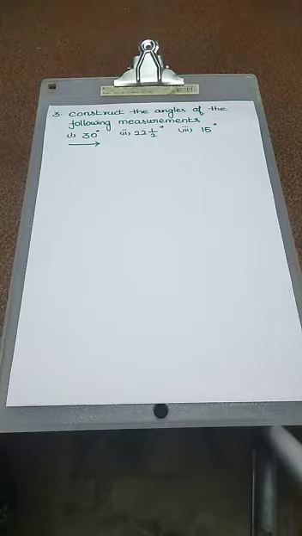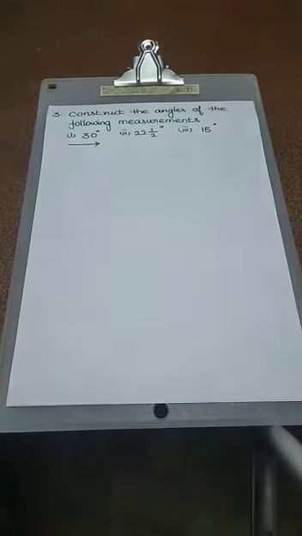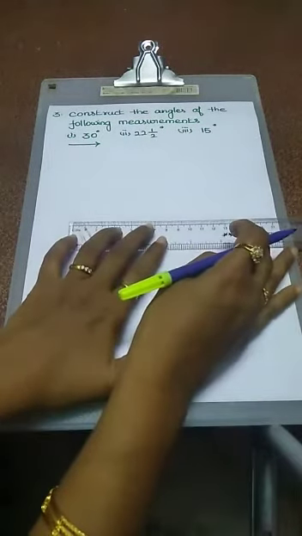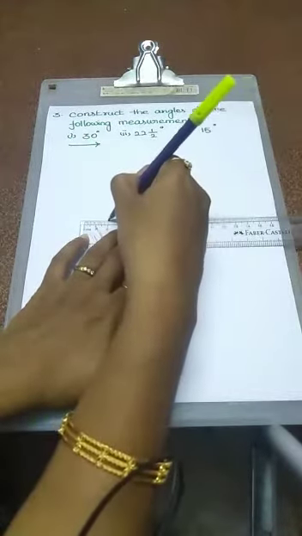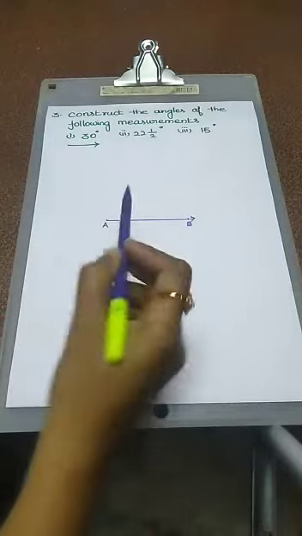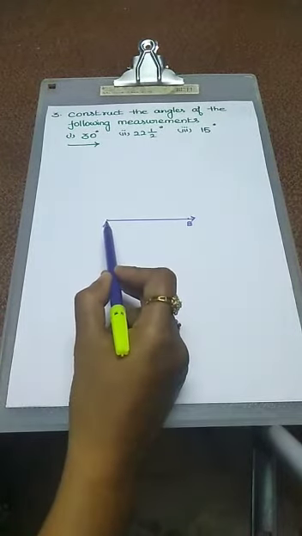We know already how to construct an angle of 60 degree. So half of 60 degree is 30 degree. So the same procedure only now we are going to follow. The first one, for 30 degree, draw a ray AB with initial point A. First we are going to draw one ray.